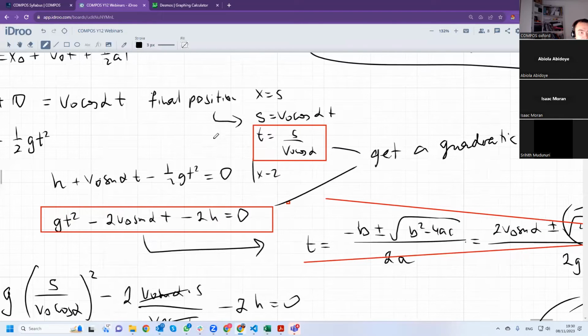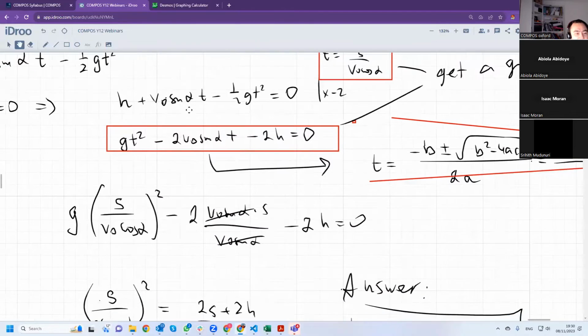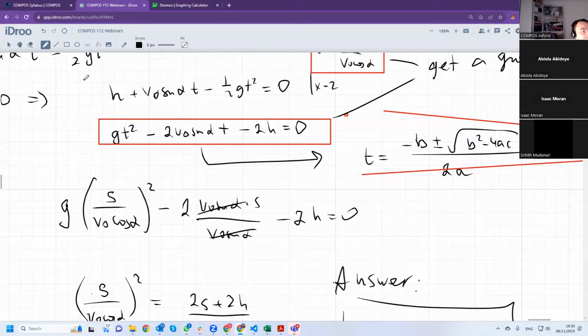Because t is s divided by v0. Oh, okay. Yes, you are correct. I'm very sorry. This is just embarrassing. This is what happens when you don't write properly.